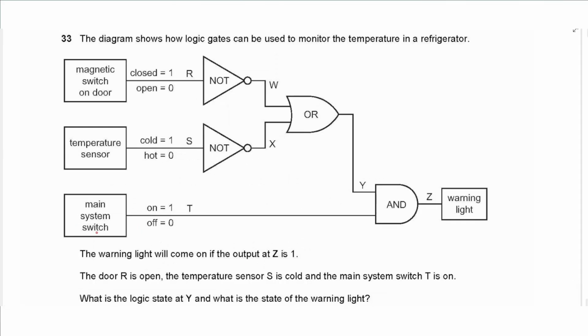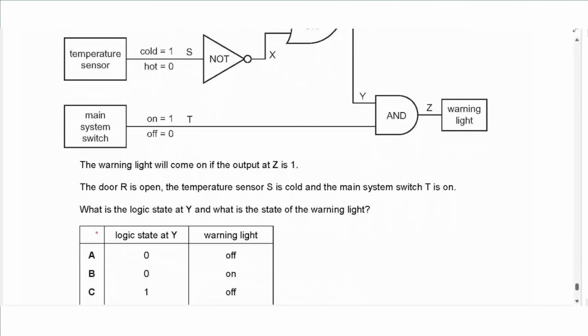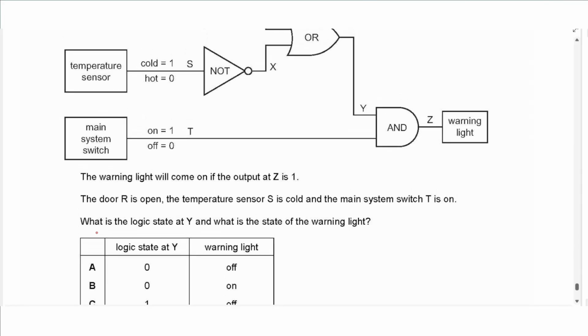Question 33 is about logic gates, so you can skip this for the new syllabus. The diagram shows how logic gates can be used to monitor the temperature in a refrigerator. So we have a magnetic switch on and off, closed 1, open 0, temperature sensor cold 1, hot 0, main system switch on 1, off 0. So the warning light will come on if the output Z is 1, the door R is open, the temperature sensor is cold, and the main system switch T is on. What is the logic state at Y, and is the warning on or off, meaning 1 or 0?